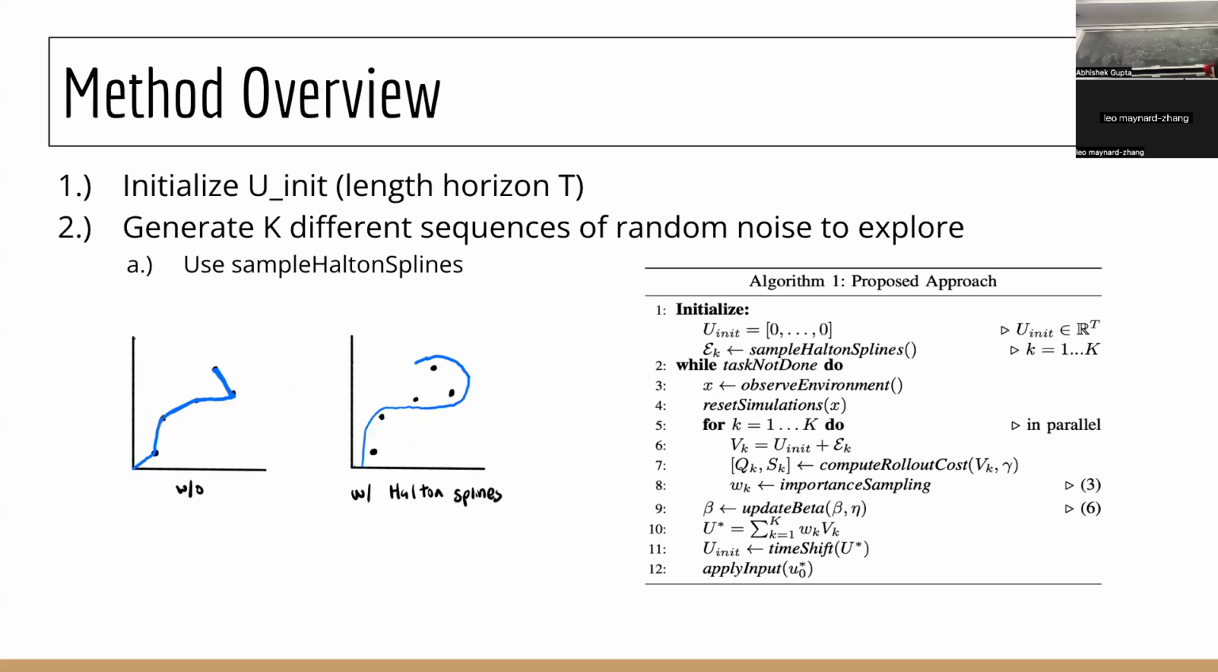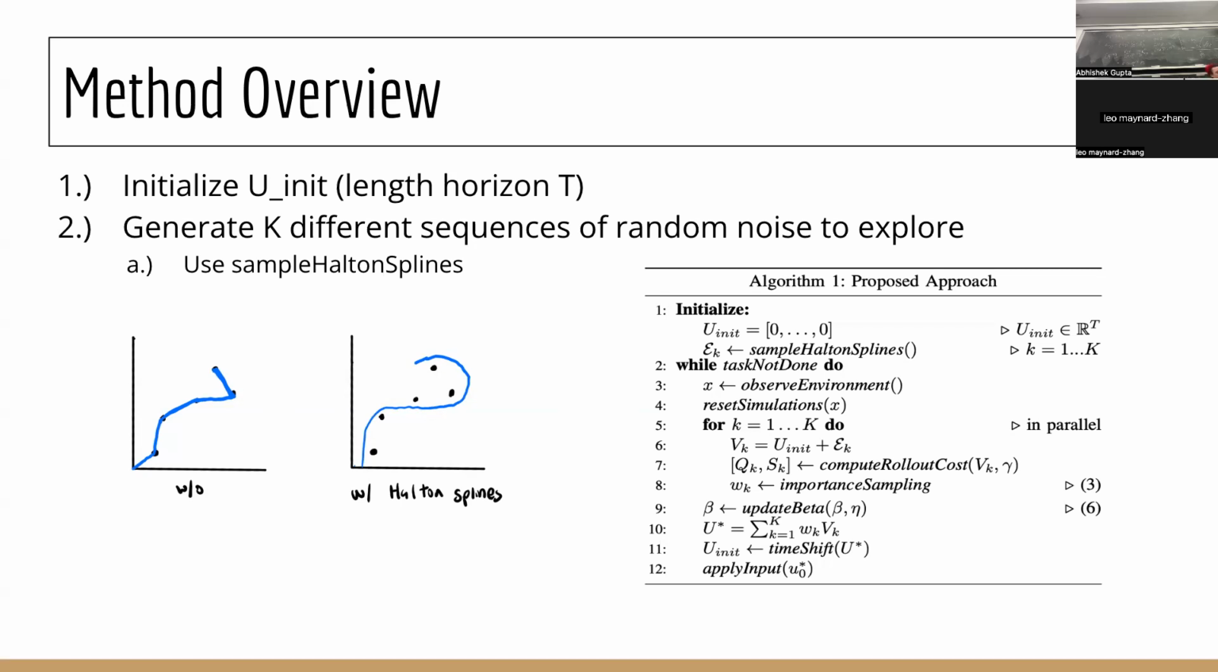Okay, so now it's time to get to what they did, right? And there's pseudocode on the side. First thing they do is initialize a sequence of control inputs, U init, with length horizon T. And it's essentially, like I said earlier, you want to plan for the number of steps in the future. The next step, which is the epsilon of K, is you want to generate K different sequences of random noise to explore. And we use this algorithm called Halton splines. It's another paper. And essentially what Halton splines does is it allows us to sample trajectories that are smoother.